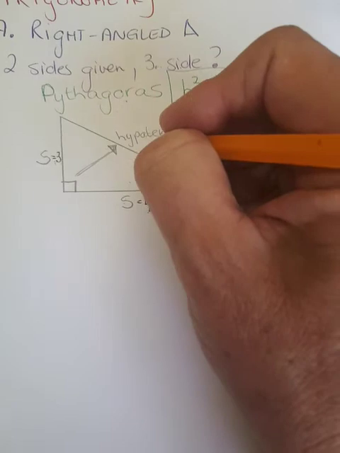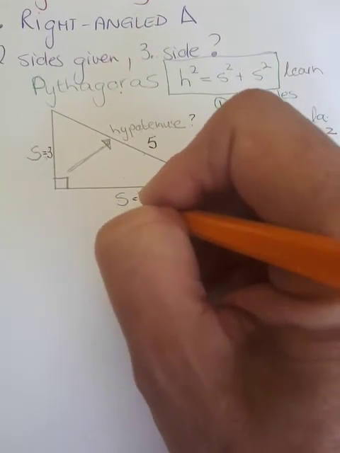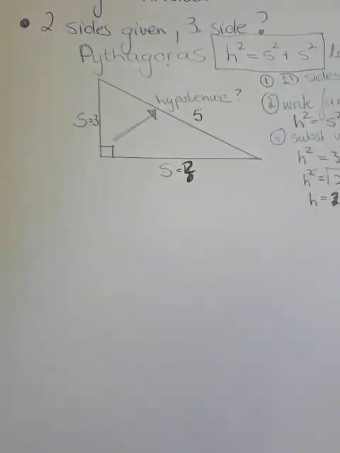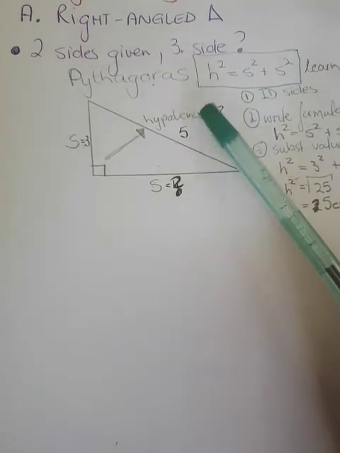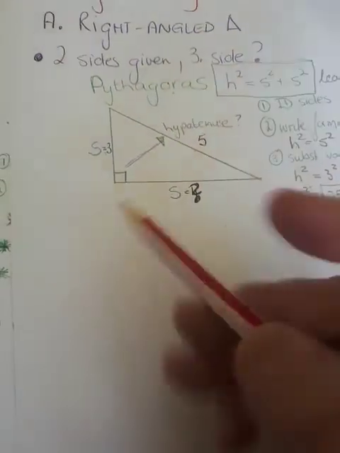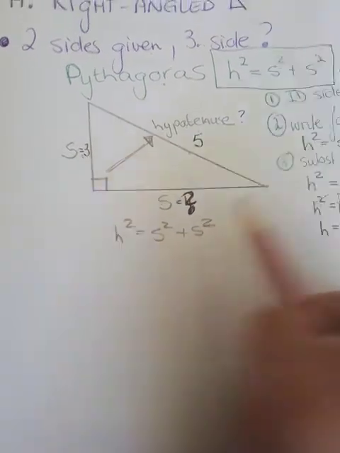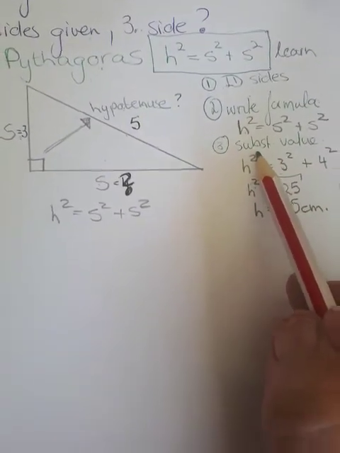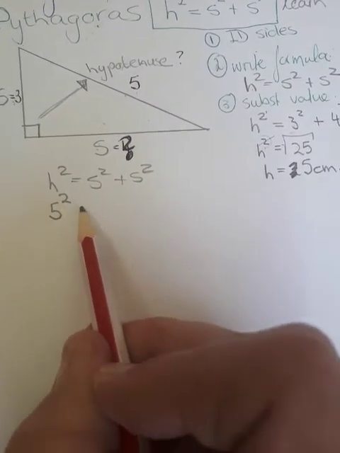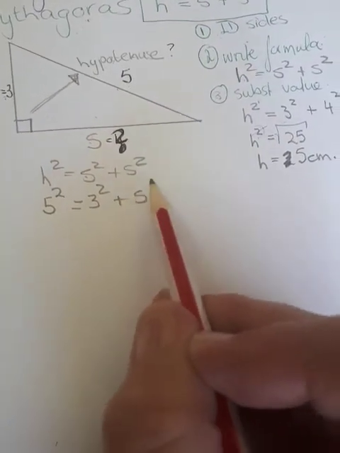I want to do another example. Let's say they had given you the hypotenuse as 5 and they had asked you to calculate this side. Then we would again identify the hypotenuse and the two sides. We would then write our formula, which is hypotenuse squared equals side squared plus side squared. We would then substitute our value. Now in this case, you're going to substitute the 5 instead of h. Then this side is 3 squared plus this side squared.